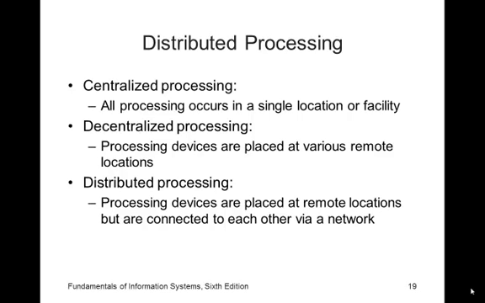There are three main approaches that can be used when a company sets up a network. One is centralized processing, where all the processing occurs at one location. Decentralized processing is basically centralized processing happening in multiple locations, where the individual locations have everything they need at their own location. With distributed processing, there are devices placed all over at remote locations, but they are connected via a network. So that is different from the decentralized processing. Those locations would not necessarily communicate with each other because they are individual processing locations themselves.